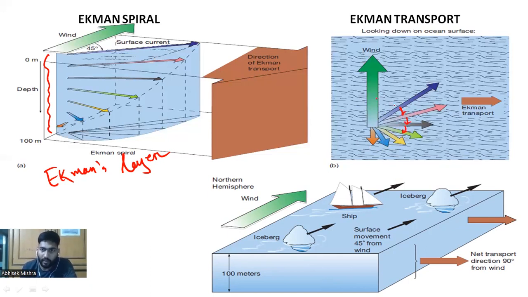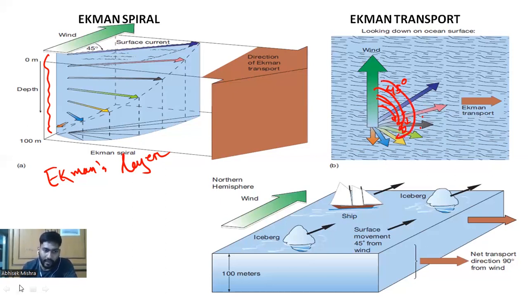The topmost layer is at 45 degrees. The second layer, which is deflected from the first layer, will be less than that. The third layer, which is deflecting with respect to the second layer, will be less than that. The angle is decreasing. The energy is also decreasing. The angle of deflection is also decreasing. It means deflection will be higher with respect to wind, like this.